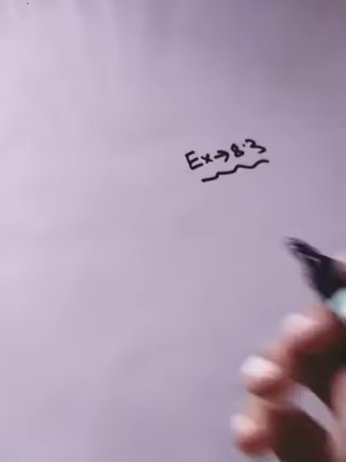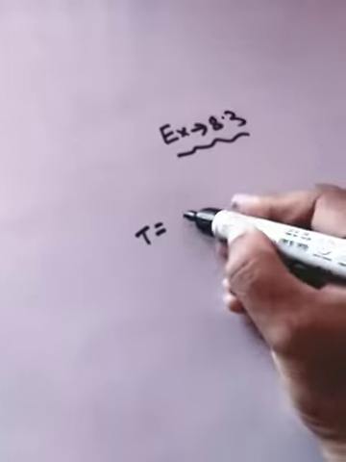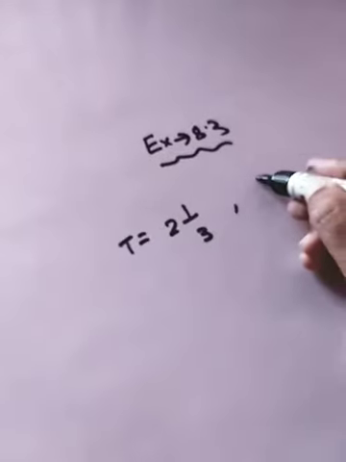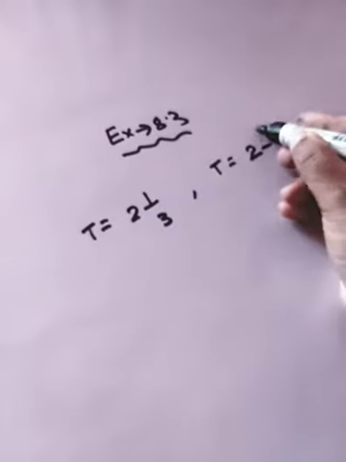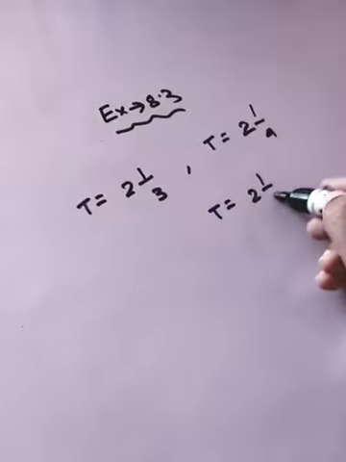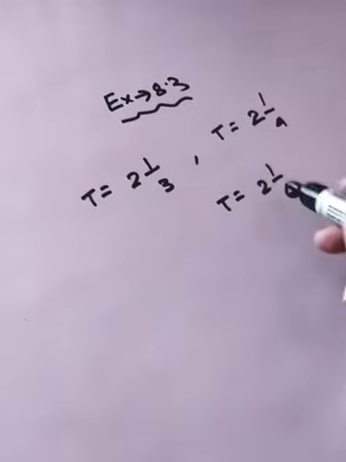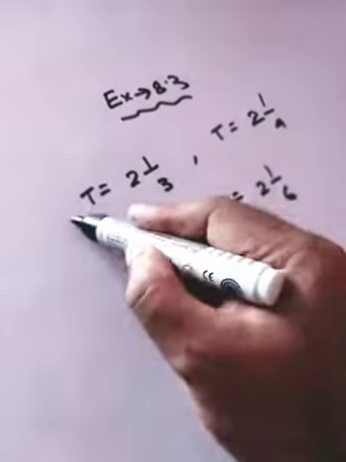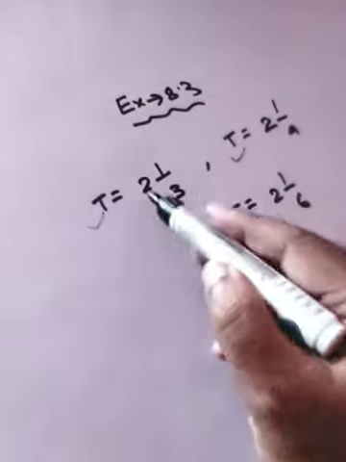Hello everyone. Yesterday we already finished question number 1 of exercise 8.3. Today, before we proceed with question number 2, I need to give you some knowledge on how to form a formula if time is given in this way: 2 1/3, or 2 1/4, or t equals 2 1/6, 3 1/6, 4 1/6, 6 1/4, 7 1/3. So how do we write a formula when time is in such a format?